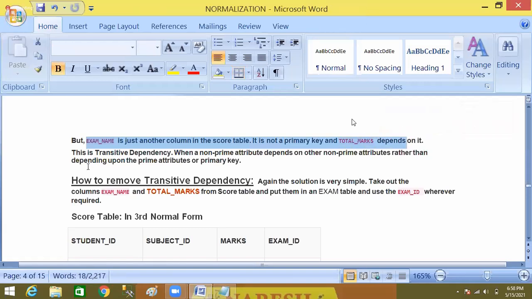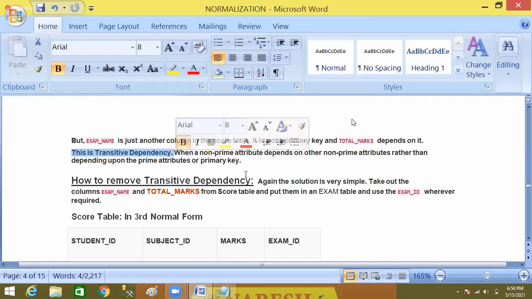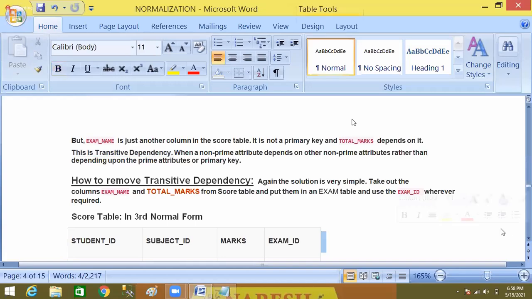It depends on another non-primary key column, total marks. So then what happened? This is called a transitive dependency. One non-primary key column depending on another non-primary key column is called transitive. Then how do we overcome this transitive problem, guys?